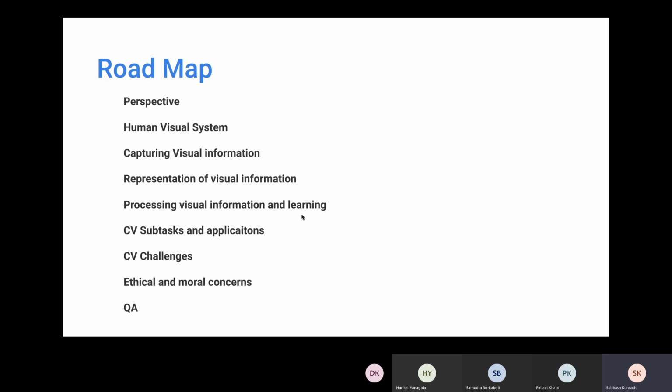We'll just have the initial perspective of what visual information processing is, then some understanding of how visual information is processed in humans, and then the machine representation of these images and visual information, and how different computer vision tasks are achieved using this representation, and current challenges in computer vision, and some ethical and moral concerns which are related to it. Then we'll have a question answer session.